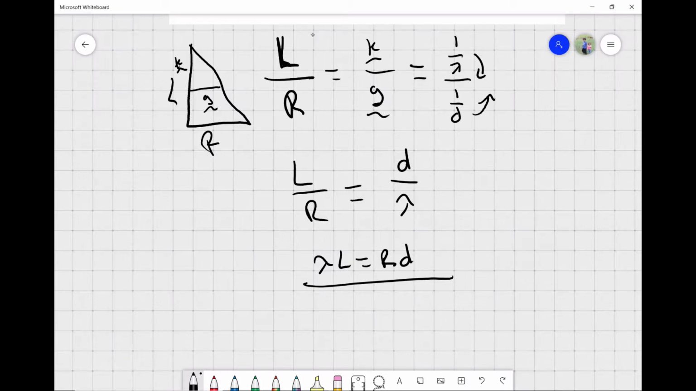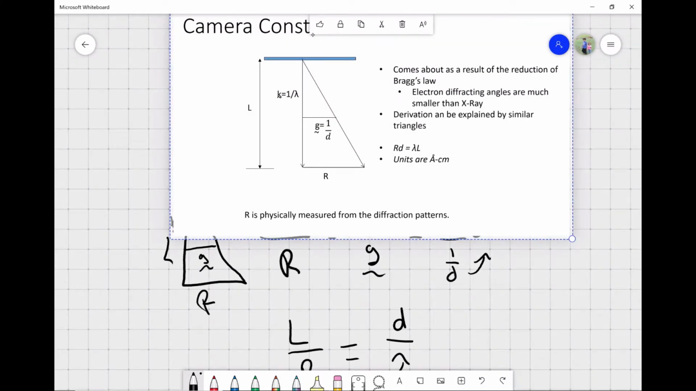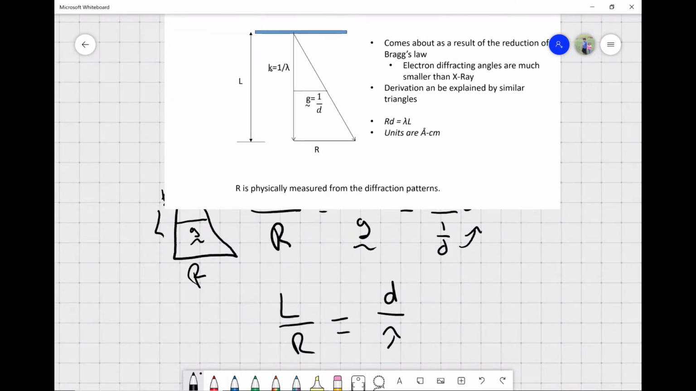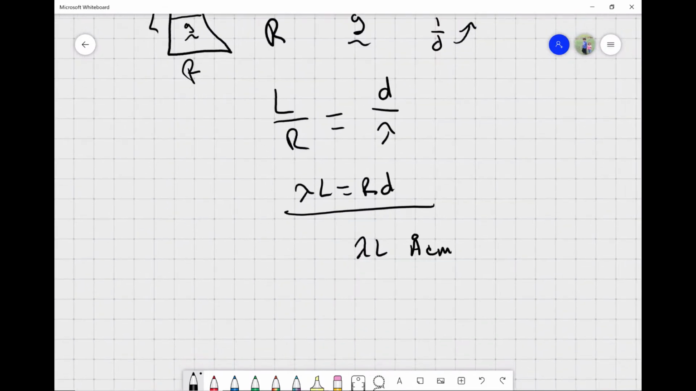Lambda is in angstroms, L is in centimeters, because camera length is measured in centimeters and R is also measured in centimeters. And historically, we've measured wavelength and D-spacing in angstroms, not nanometers. So that's where this unit comes from. Hopefully this is helpful.